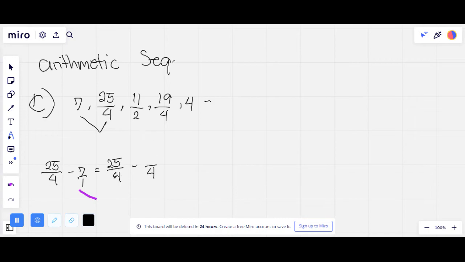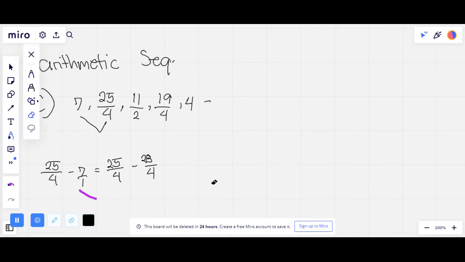So what will be our new numerator? We have a denominator of 4, so for 7 over 1, you need to multiply 4 to 7. 4 times 7 is 28, then divide by 1, and 28 divided by 1 is 28. So now we have the numerator of 28. That will be our numerator.